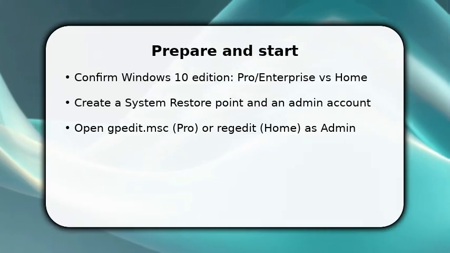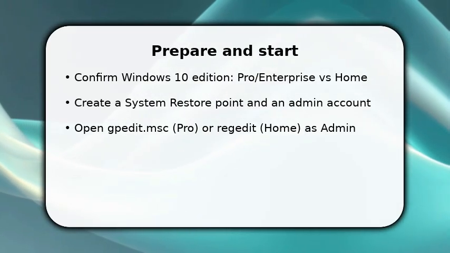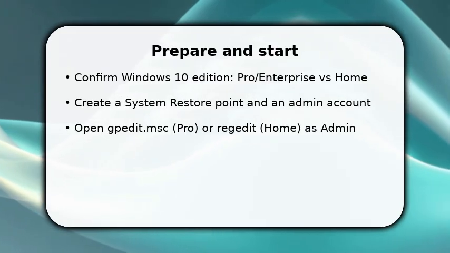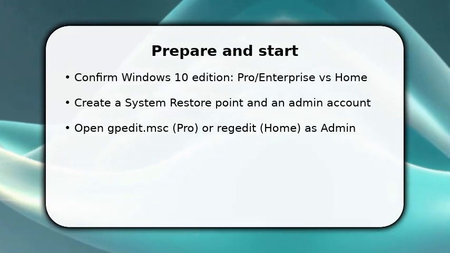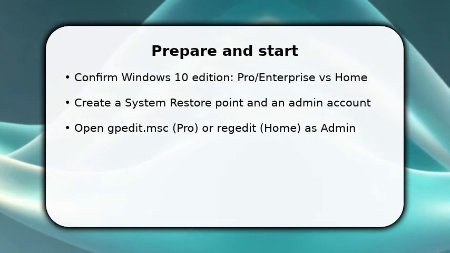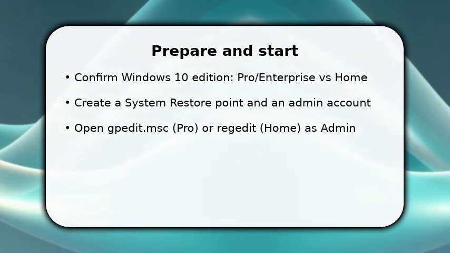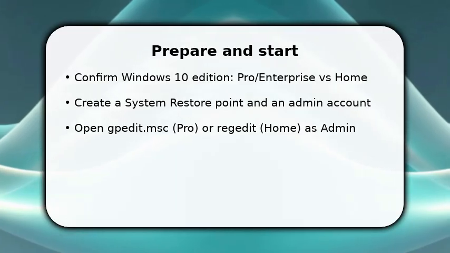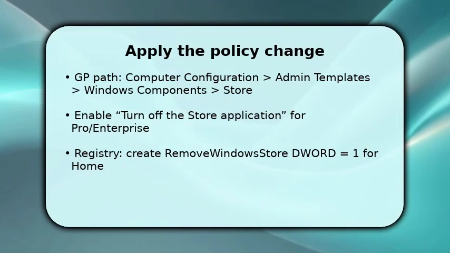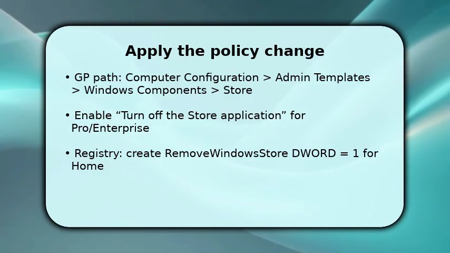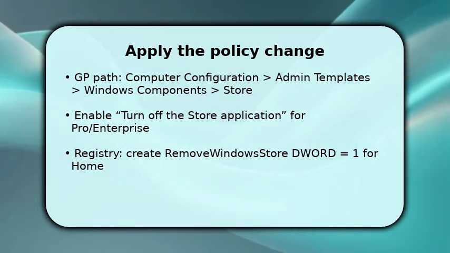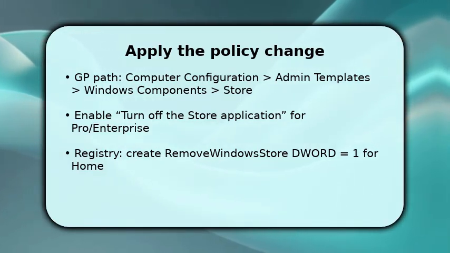Pauses avoid policy conflicts. Now navigate to the correct configuration area for the store. This is the first actionable change that stops the app from running. If you're in Group Policy, go to Computer Configuration, Administrative Templates, Windows Components, then Store. Once there, enable Turn off the store application and click Apply. This prevents the store from launching.